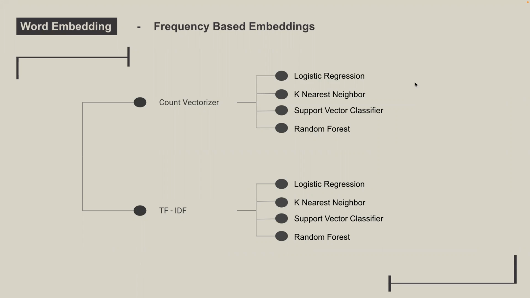And I also used 4 different models. They are logistic regression, k-nearest neighbor, support vector classifier, and random forest. We'll compare these 4 models with different vectorizers and then see their performance.